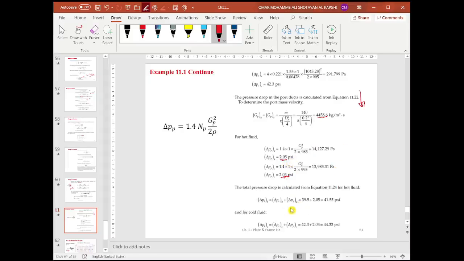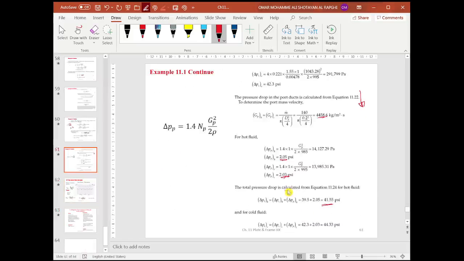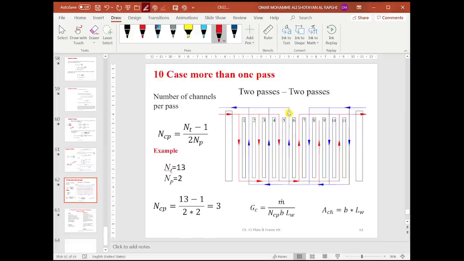You add the values together, you get the total pressure for the hot side and the total pressure for the cold side. So you get 41.55 PSI for the hot, and you get 44.31 for the cold fluid as a total pressure drop, which is the pressure drop due to flow in the channel and the pressure drop in the port. Of course, the two pressures actually are within the accepted pressure, because delta P max according to the problem statement is 50 psi.